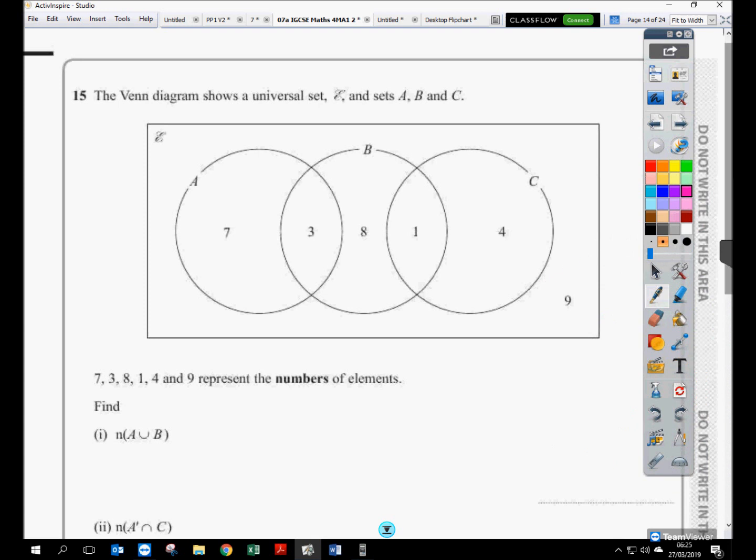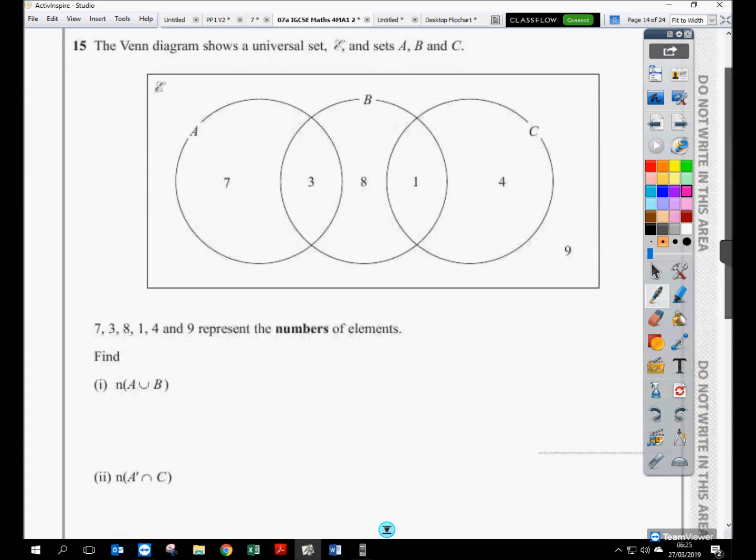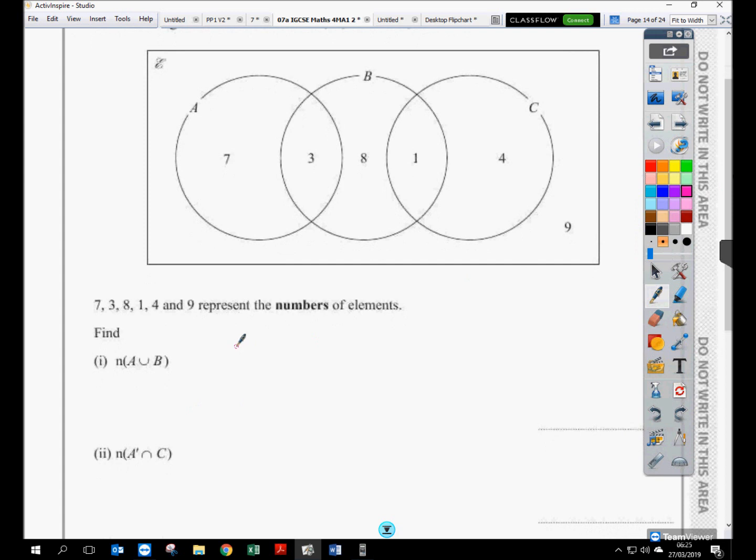Okay, for this next question, we have 3 sets, A, B, and C. What you have to pay very close attention to here is this information underneath the table. It tells you that the numbers represent the numbers of elements. This is very important because the 7 doesn't mean that it's just the number 7. It means that this 7 represents 7 numbers, but instead of writing the 7 numbers in this section, they write down the number 7 to represent the fact that there are 7 numbers.